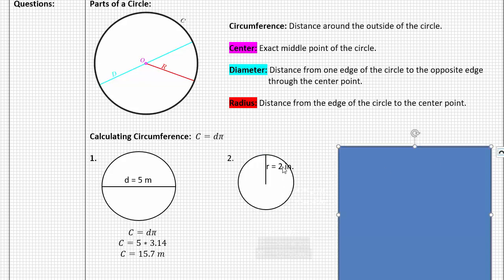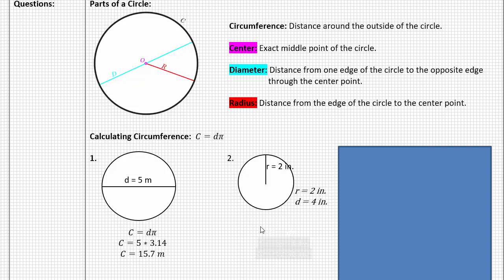Let's try another one. Sometimes with a circle, they'll only give us the measurement of the radius. So here on problem number 2, it's telling us the distance from the center point to the edge is 2 inches. Before we can calculate the circumference, we need to figure out the diameter so that we can use our formula. Since the radius is always half of the diameter, we can take our radius, multiply it by 2, and that will tell us our diameter. So we know that the diameter for this circle would be 4 inches.